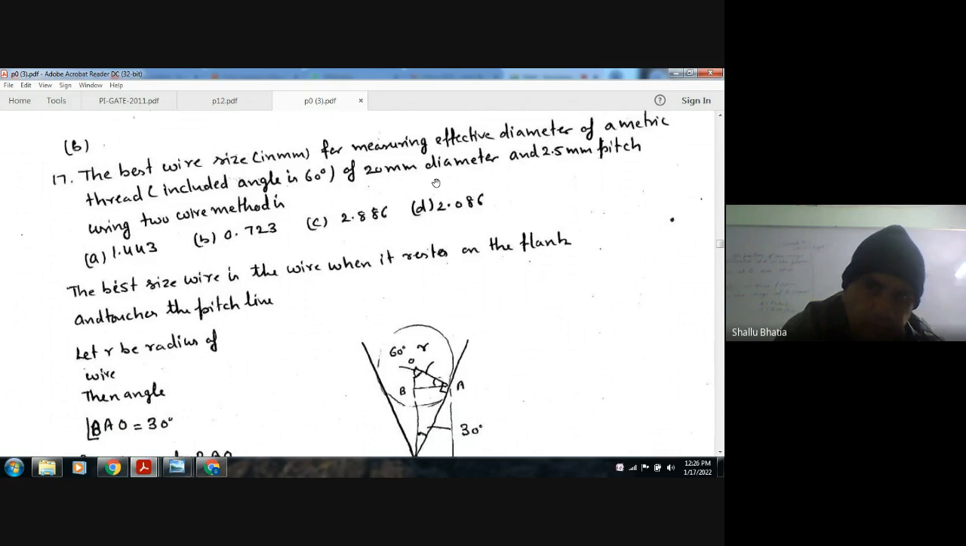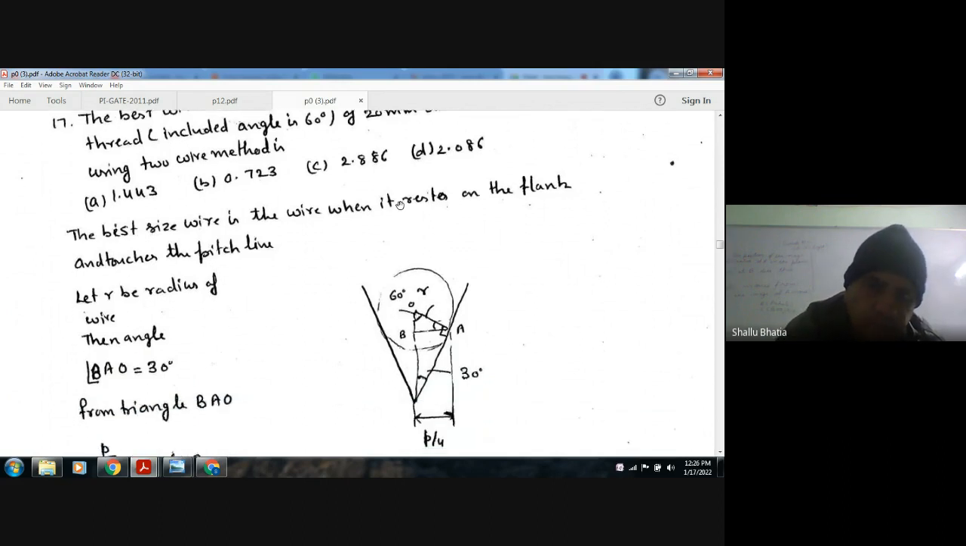The best wire size for measuring the effective diameter: here, this is your best wire. R is the radius of the best wire, and this is your pitch line. This distance will be P by 4, and this angle is 60 degrees, so this angle will be 30 degrees.